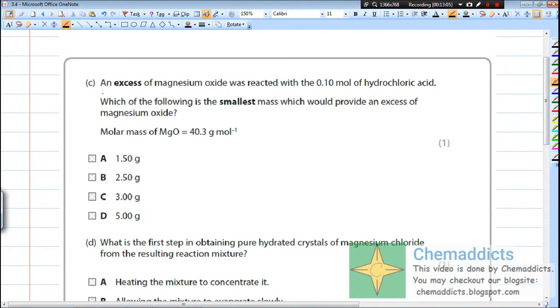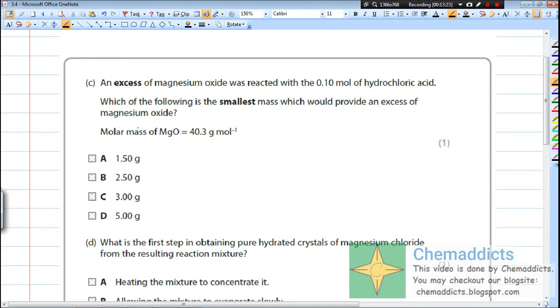Okay, so here an excess of magnesium oxide was reacted with 0.1 mole of the hydrochloric acid. Which of the following is the smallest mass which would provide an excess of magnesium oxide?